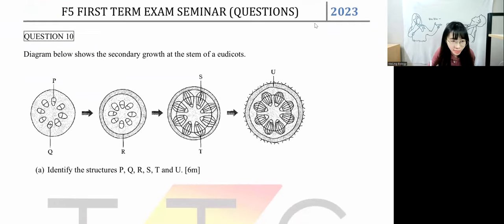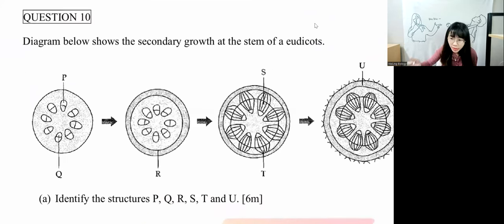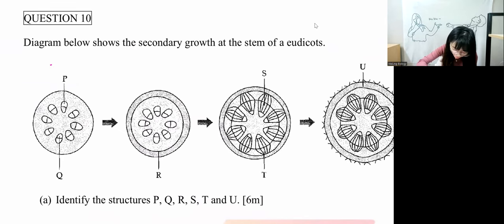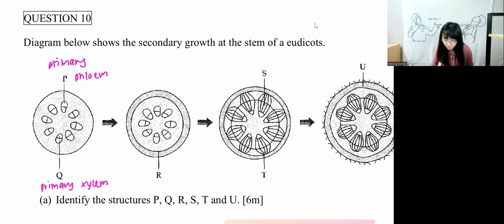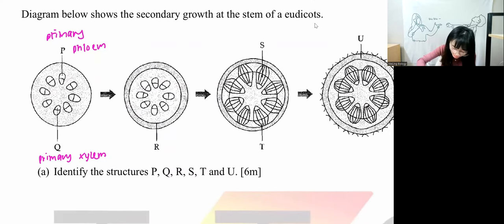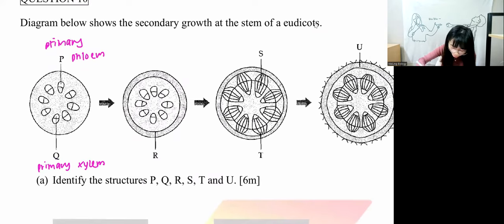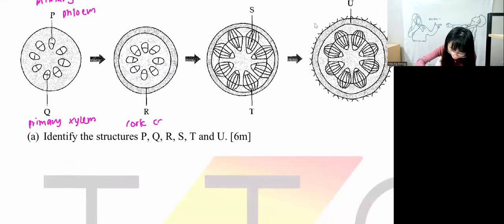Okay, let's start from P first. P is the easier one because P is outside, Q is inside, right? What is P, guys? P is primary phloem. This is primary xylem. Quite easy, like P and Q. And then R, the inner one, this is not epidermis yet, okay? R is actually the cork cambium, because only the outermost layer should be the epidermis. So R is the cork cambium.